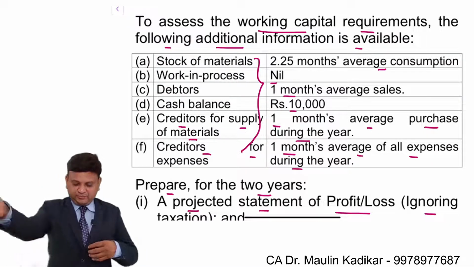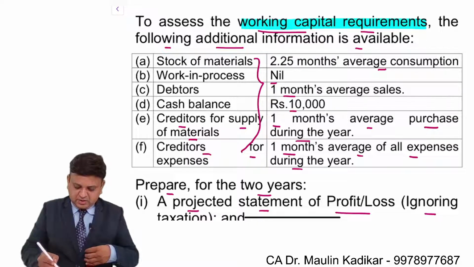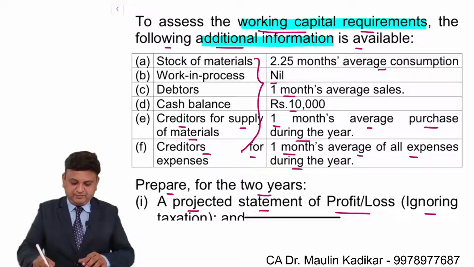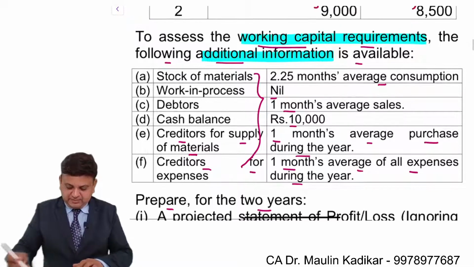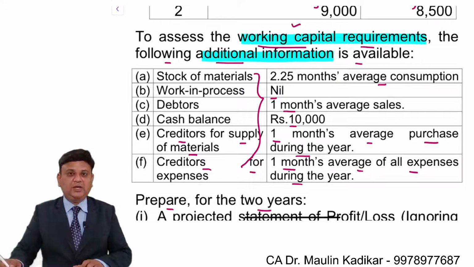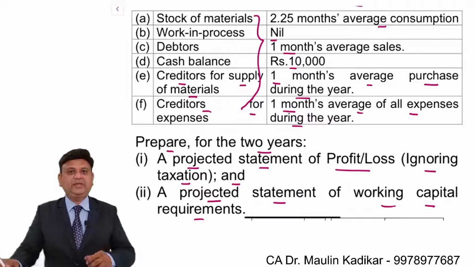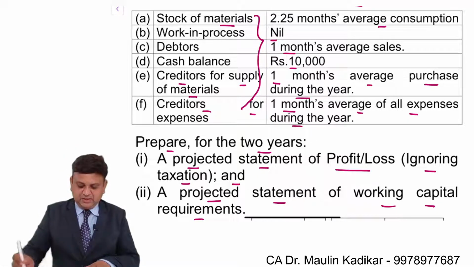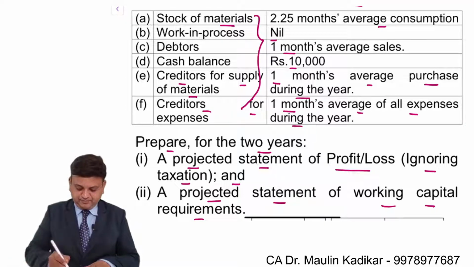Now the important point of the question starts. The question says that to assess the working capital requirement, the following additional information is available. Now certain information is provided to us additionally, based on which we are required to compute the working capital requirement. The question is providing the information with respect to stock of raw material. It is equal to 2.25 months of the consumption.